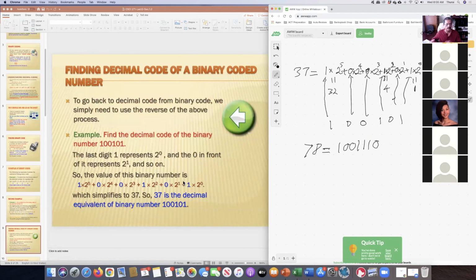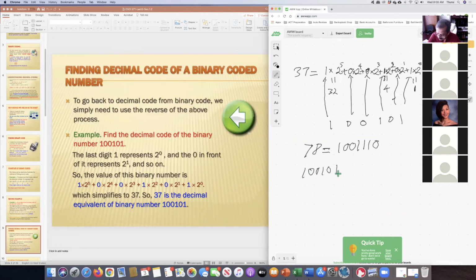So let me move on and explain to you how to go backwards. If I give you a binary number, 100101, and ask you to find the decimal equivalent, how do we do it?